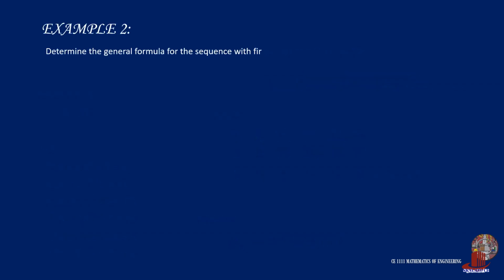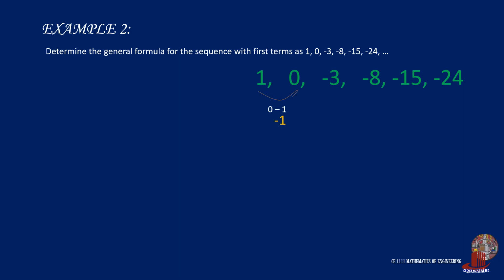Example 2 has the terms 1, 0, negative 3, negative 8, negative 15, and negative 24. Again, we work with the first difference, starting with 0 minus 1 is negative 1. Negative 3 minus 0 is negative 3. Negative 8 decreased by negative 3 is negative 5. Negative 15 minus negative 8 is negative 7. And negative 24 minus negative 15 is negative 9. Note that they are varying numbers, so work with the second difference.